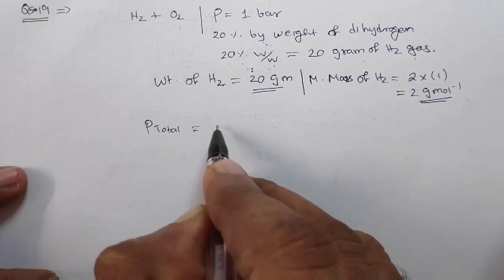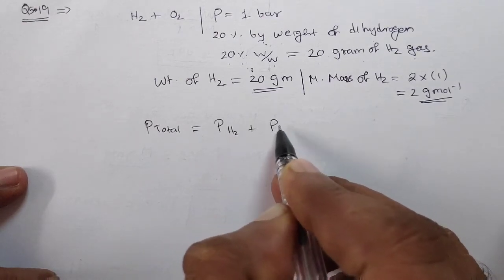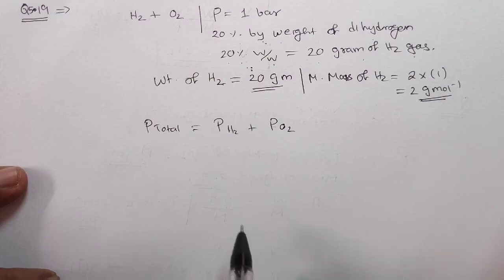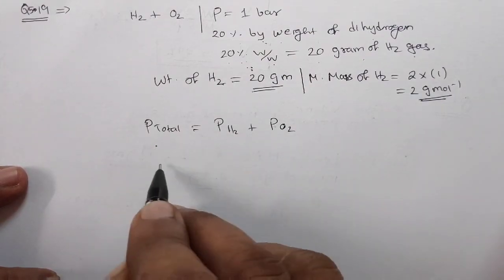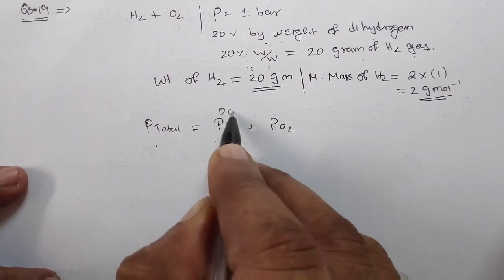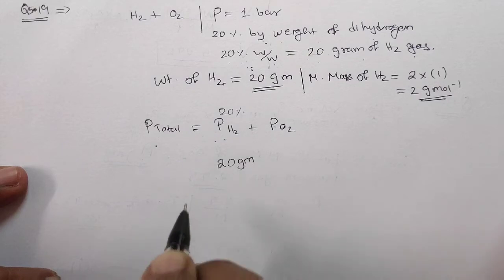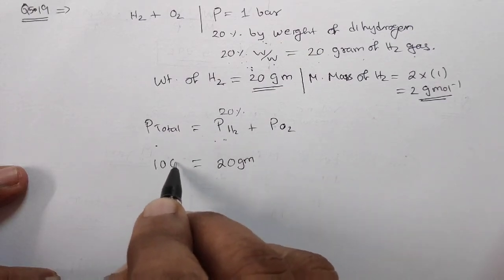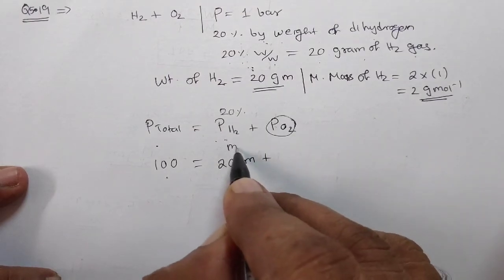Now, when we talk about a vessel, P total will be equal to what? Pressure of hydrogen plus pressure of oxygen. Understood? This total will be 100. Now suppose for hydrogen it was given as 20%. We took it as 20 grams, right? When we say percent, it means out of 100. So, what will be the mass?